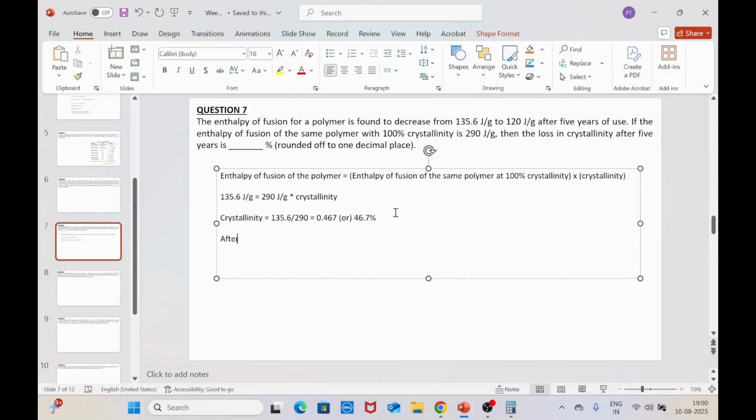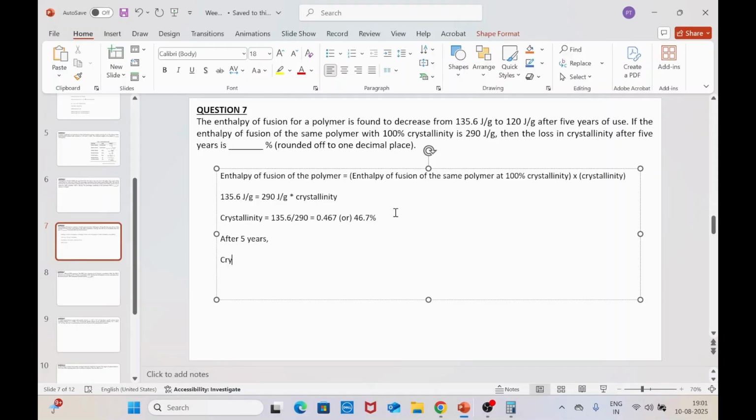Similarly, now after 5 years, as I said, the material has undergone some sort of change. Typically in the polymer case, we say it has undergone some sort of degradation. So due to that, the enthalpy of fusion of that polymer at that time is reduced. Let's say it was subjected to some sort of service, and we don't care about the history of that 5 years. So what we have is that it has now reduced to 120. Since the enthalpy of fusion is decreasing, the crystallinity is reduced.